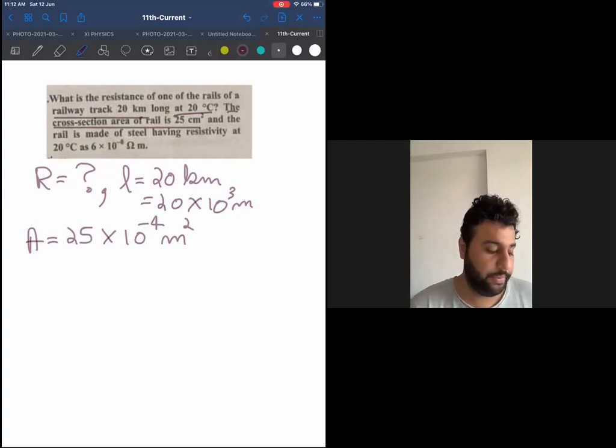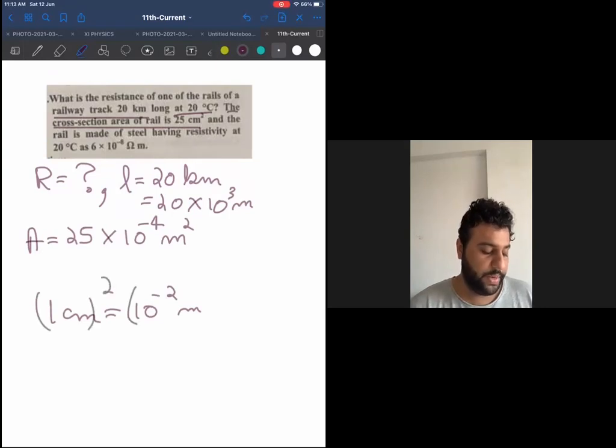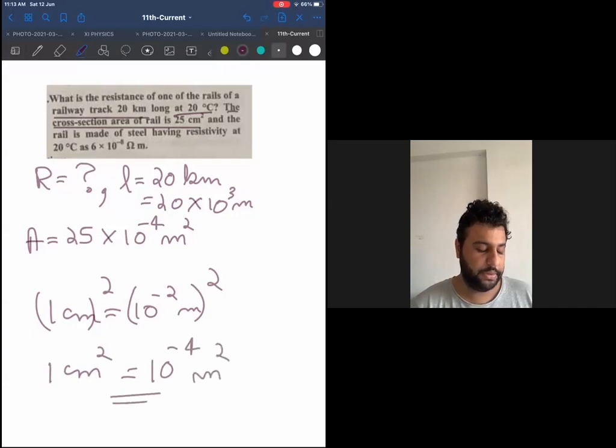I'll tell you why for people who do not listen to me. 1 centimeter is 10 power minus 2 meters. Therefore, 1 centimeter square, if I put square on both sides, 1 square is 1, centimeter square is centimeter square, 10 power minus 2 square is 10 power minus 4 meter square. Therefore, 1 centimeter square is 10 power minus 4 meter square.